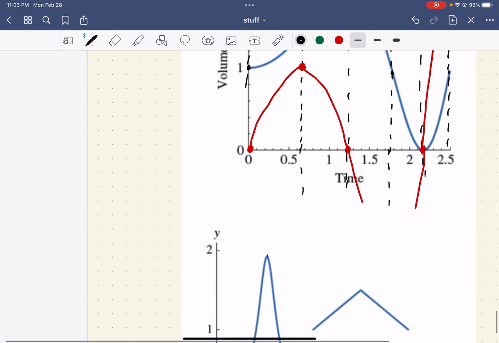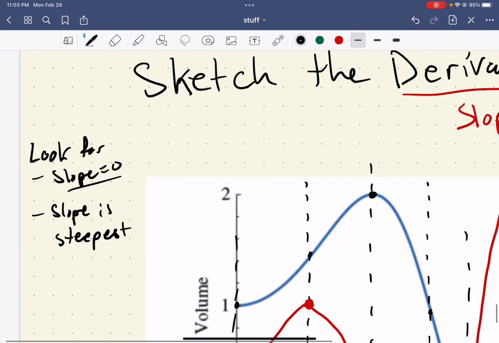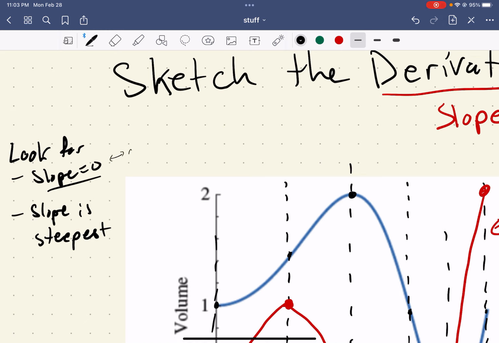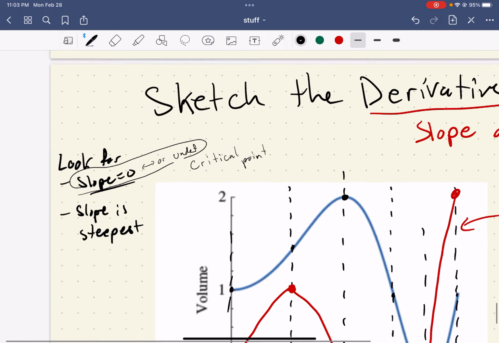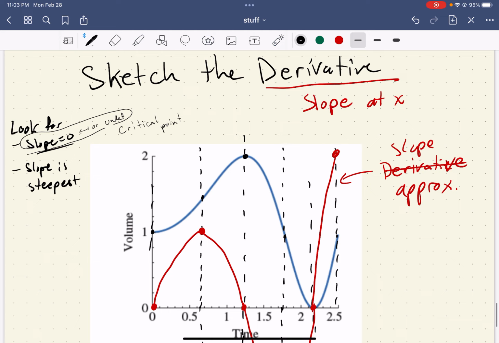So we want to show that in our slope graph. So let's add that to the things to look for. So slope is 0 or undefined or jumps. And this idea of slope being 0 or undefined, which is a slope jump, that's something called a critical point. Critical points are kind of a big deal, and so it makes sense that they're one of the first things our algorithm looks for.